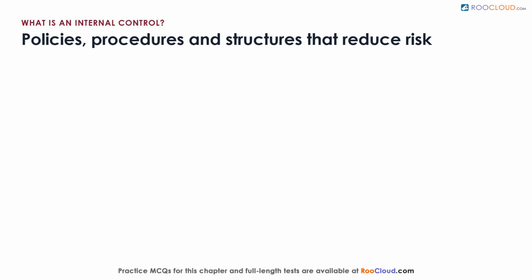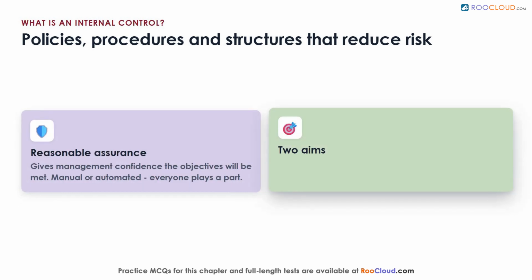So what is an internal control? It's a mix of policies, procedures, and structures. They reduce risk to the organization. They give management reasonable assurance the objectives will be met, and that bad events get prevented or detected and corrected. Controls can be manual or automated.